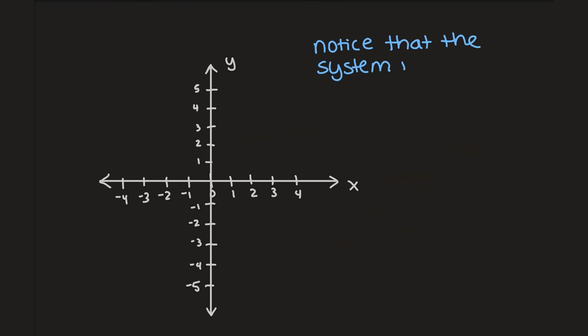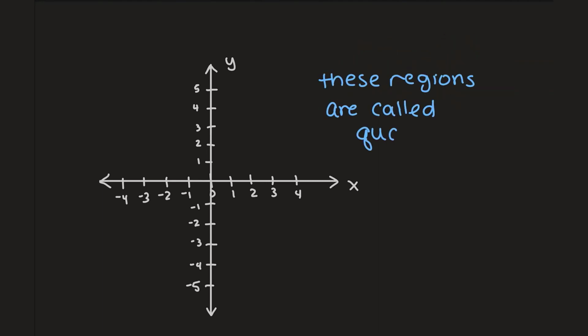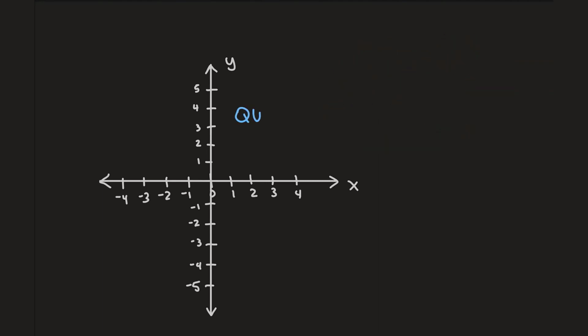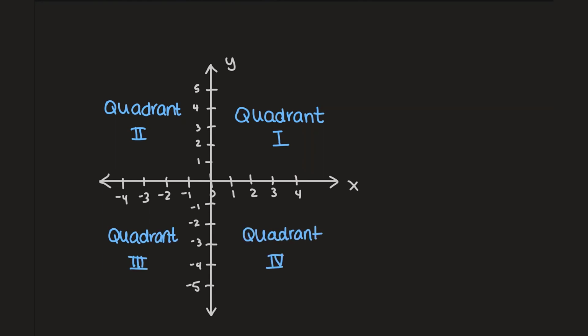Notice that the system is divided into 4 regions. These regions are called quadrants, and quadrant 1 is located in this region, and we use Roman numerals to denote this. We number the quadrants counterclockwise, so quadrant 2 is here, quadrant 3 here, and quadrant 4 here.